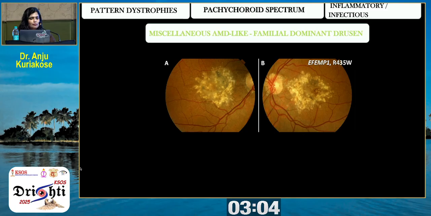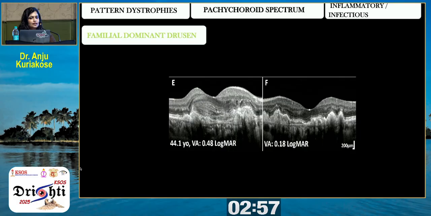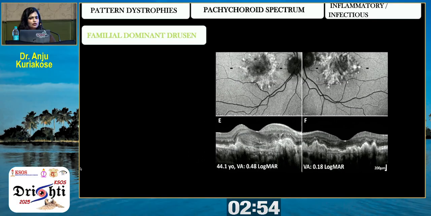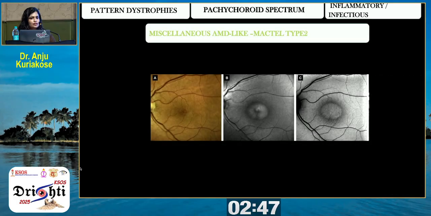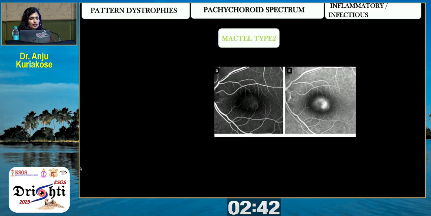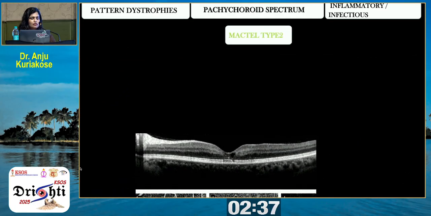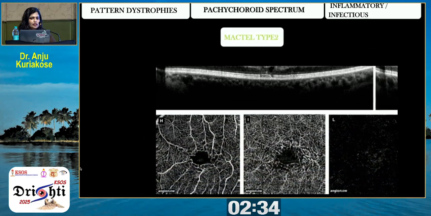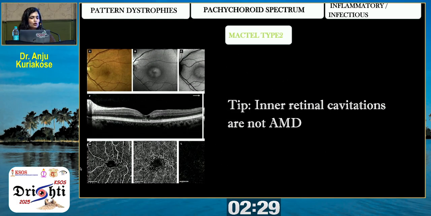Next is familial dominant drusen, which can also mimic geographic atrophy. Here it is bilateral and symmetrical. Always consider that peripapillary radial drusen is not always ARMD. Next is macular telangiectasia type 2: yellowish parafoveal graying with temporal cavitations in OCT and parafoveal leakage in FFA. The tip here is that inner retinal cavitations are not ARMD.